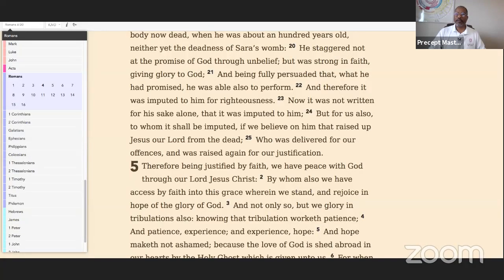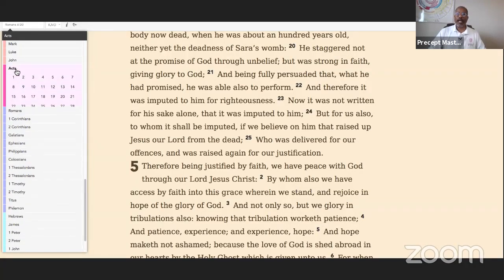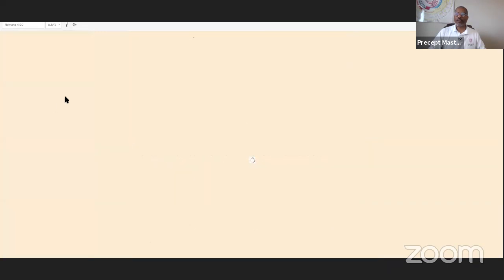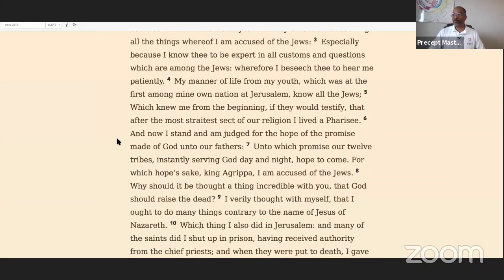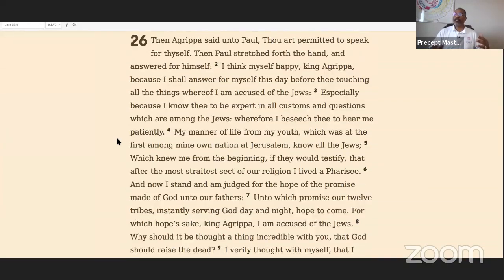Okay, we want to go to Acts chapter 26. We're going to go to verses 6 and 7, and I'm going to show you why they need to be in there. So let me start at the top so we can get the full context and understanding, but we're only going to put down 6 and 7.